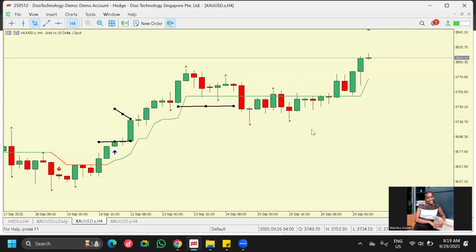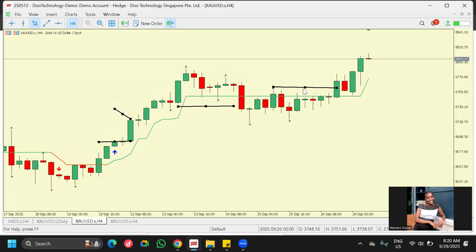So how do we re-enter? You wait after you're kicked out. If your stop loss, you had trailed to this point, you wait for another fractal or another candle to close above. You see, we are going up. So the fractals on the top are like resistances. The fractals on the bottom, they are like support.